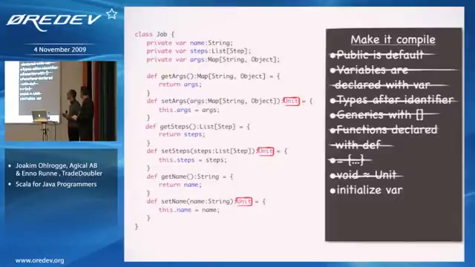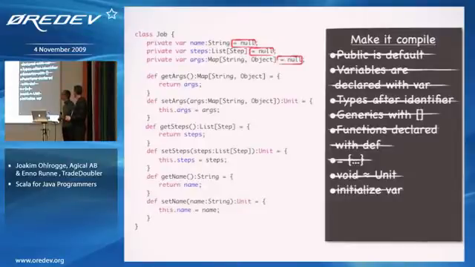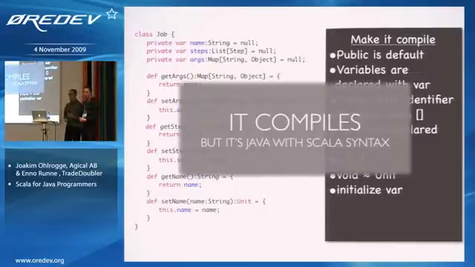So, when we did that, the last thing we need to do is initialize our variables. Scala requires that. So, we do that. Yeah, and now we have actually something that compiles. So, we're done. We're Scala programmers. Simple, right?